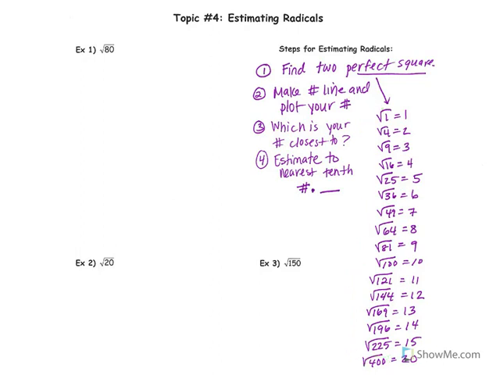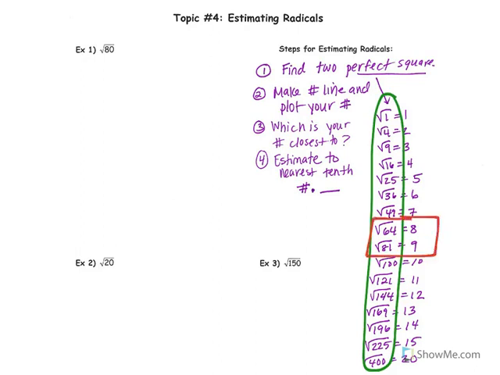All right, so I've listed out some steps here for you. Why don't you pause the video and take a second to write these down, and then we'll go through them together, okay? So looking at example 1, I have the square root of 80. The very first step is to find two perfect squares. What I mean by that is I'm going to look at this list on the left here and figure out where 80 falls. And it looks like 80 falls between 64 and 81. Those are the two perfect squares that 80 is between.